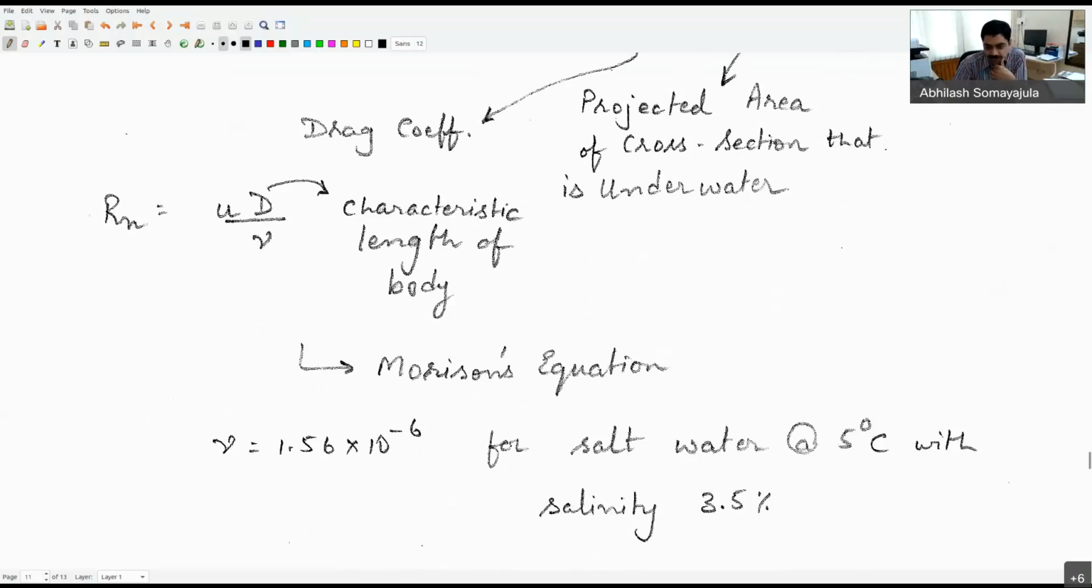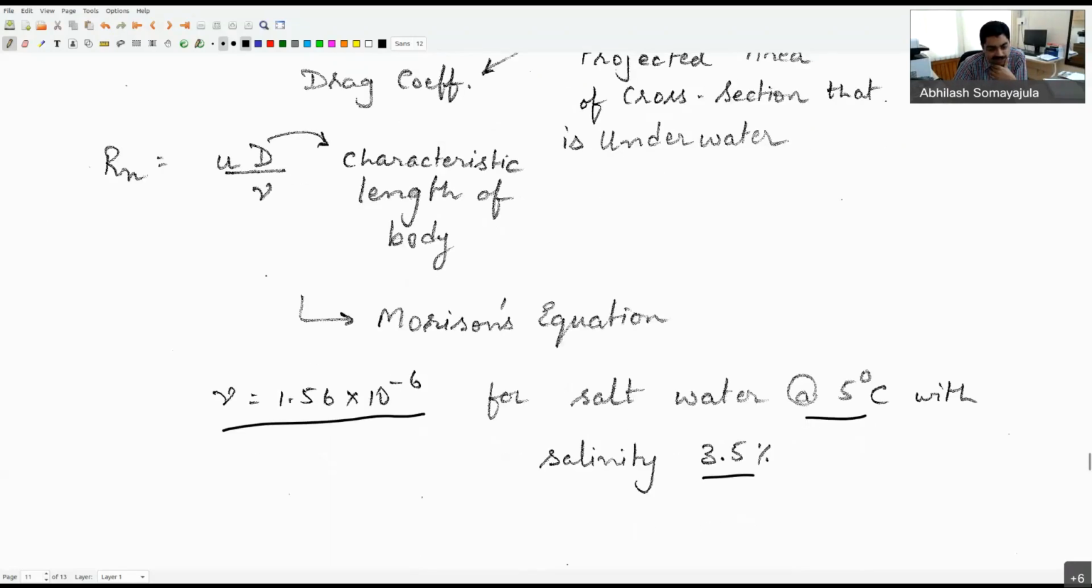For typical salt water, with salinity about 3.5% at 5 degrees centigrade, we can see that nu is about 1.5 times 10 to the power minus 6. Typically, closer to 25-26 degrees, or room temperature, this kinematic viscosity will be close to 1 times 10 to the power minus 6. In most examples, you can approximate it as 1 times 10 to the power minus 6.